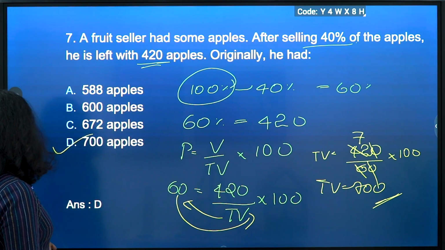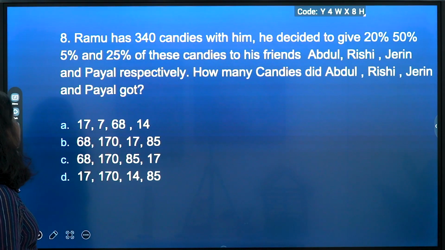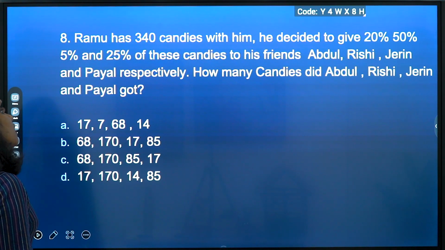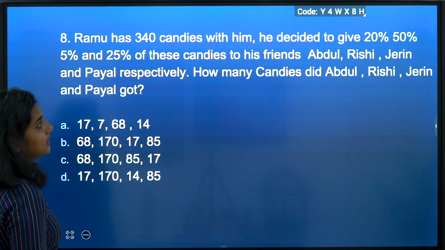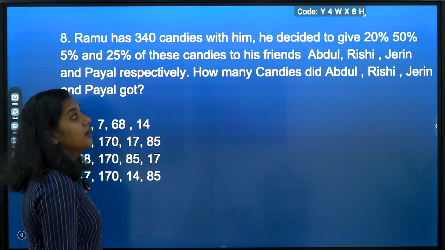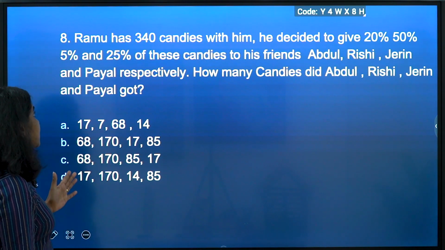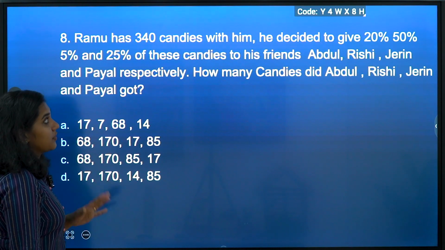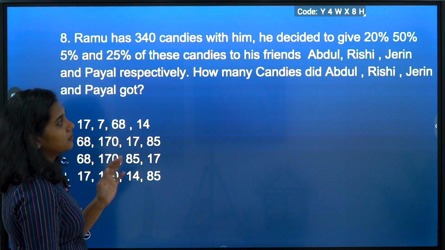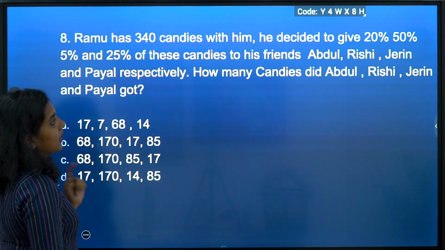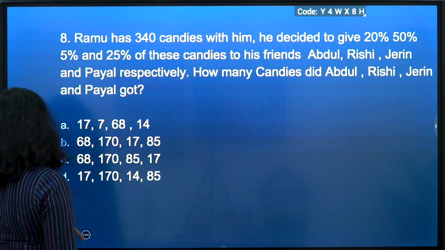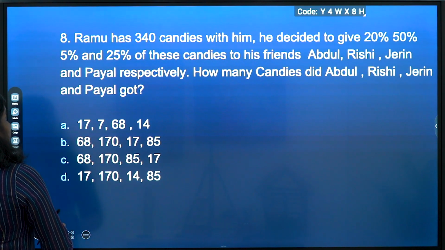Okay, so moving on to the next question. Ramu has 340 candies with him. He decided to give 20%, 50%, 5% and 25% of these candies to his friends Abdul, Rishi, Jarin and Payal respectively. How many candies did Abdul, Rishi, Jarin and Payal get? So that is the question.